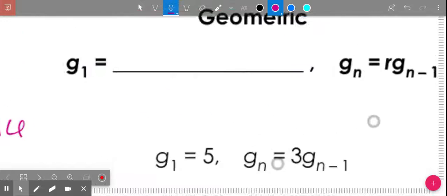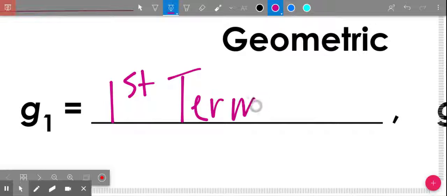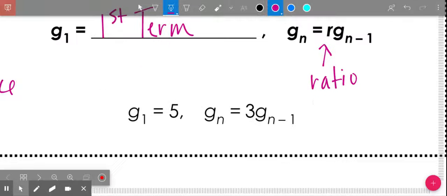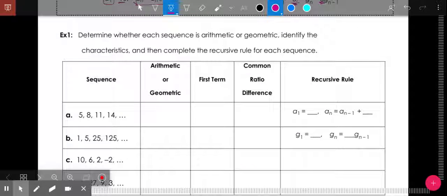Same with geometric. Remember, g sub 1 represents our first term. And then the r is going to be our common ratio. So for all of our recursive rules today, none of this g sub n stuff is going to change. It's just the first term and the ratio that we switch out. So we're just finding those pieces, plugging them in, and then we're done. Looking at our examples, we're going to determine if it's arithmetic or geometric, what the first term is, the ratio or difference, and then fill in the blanks.